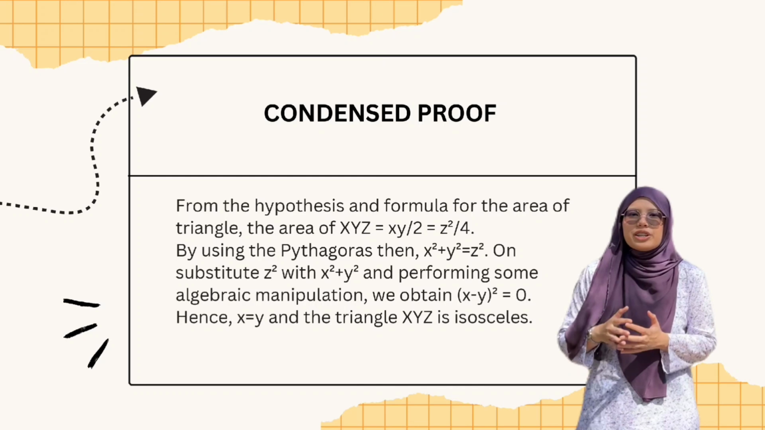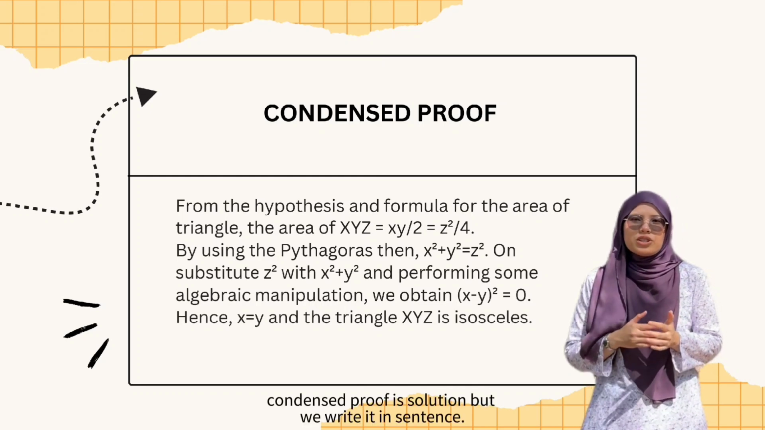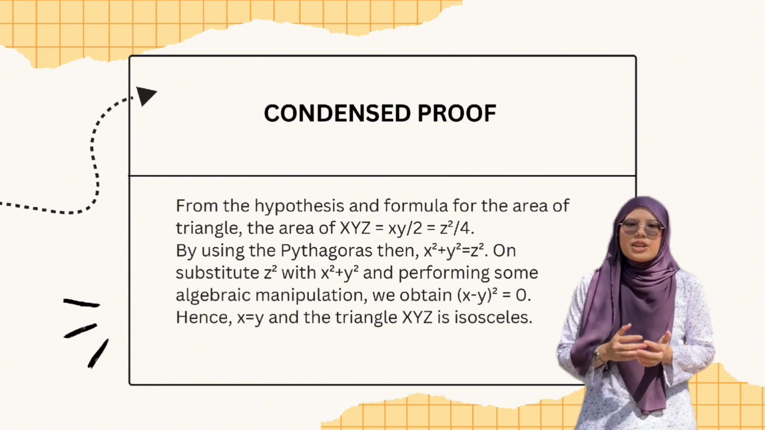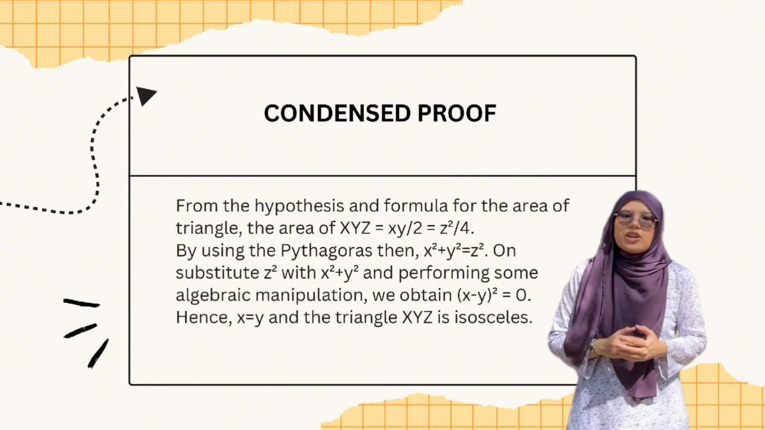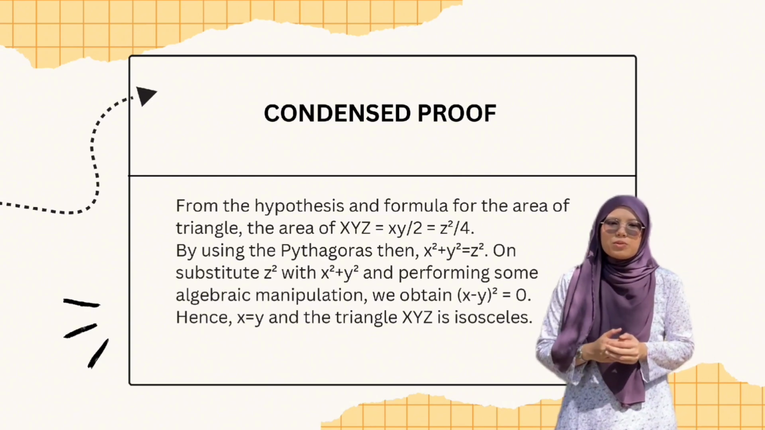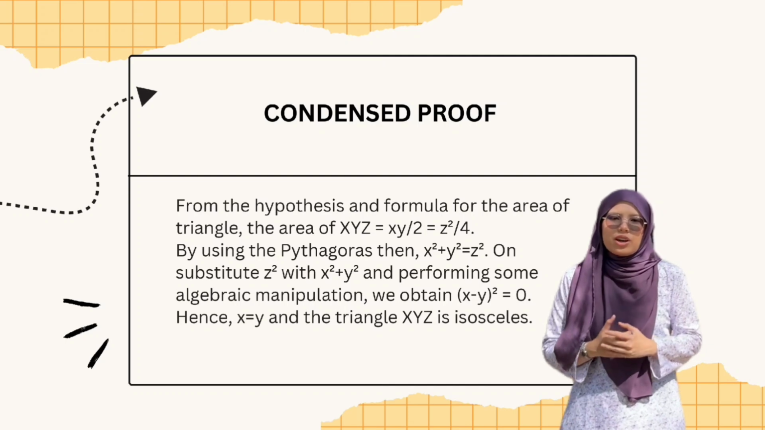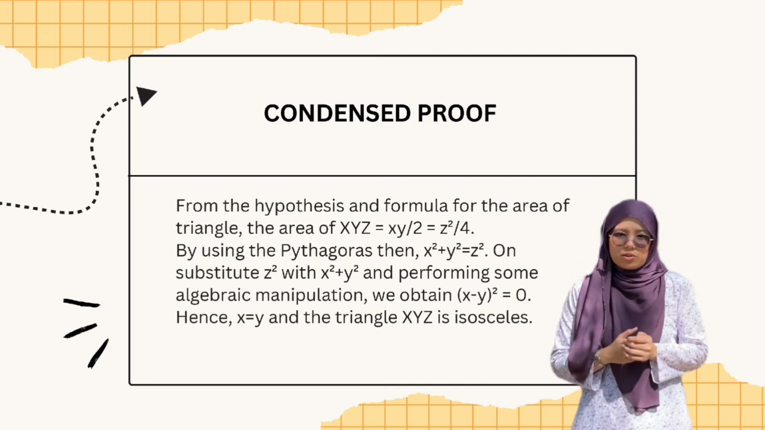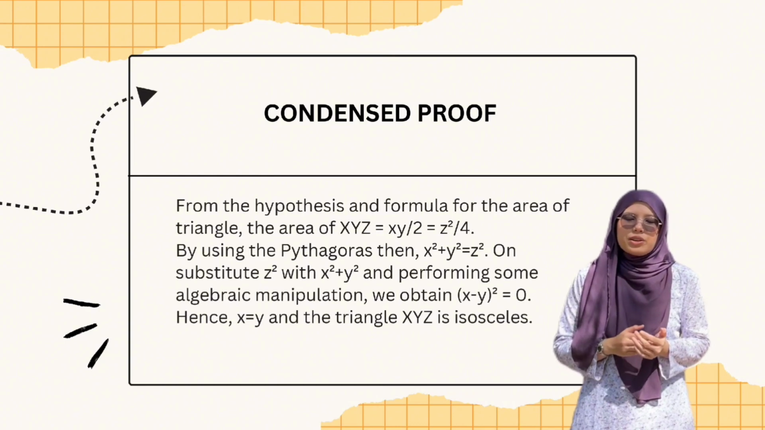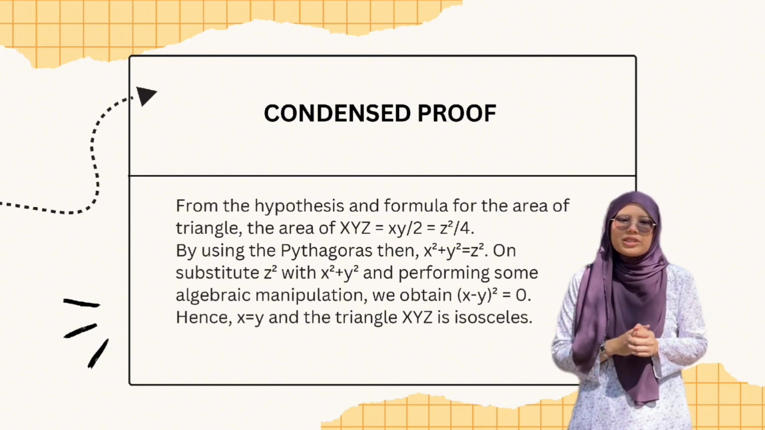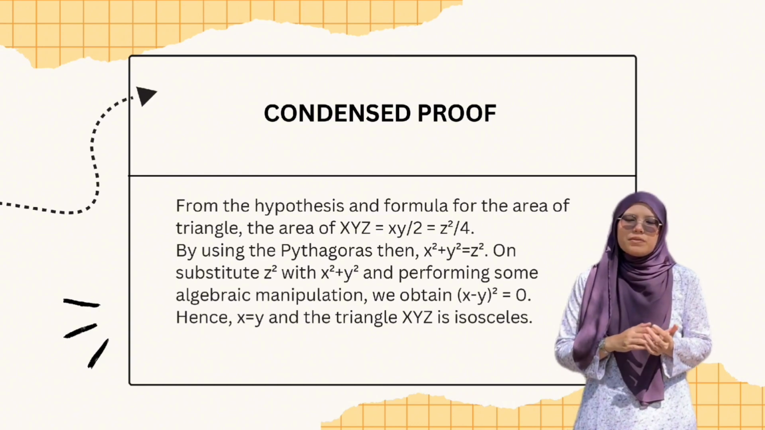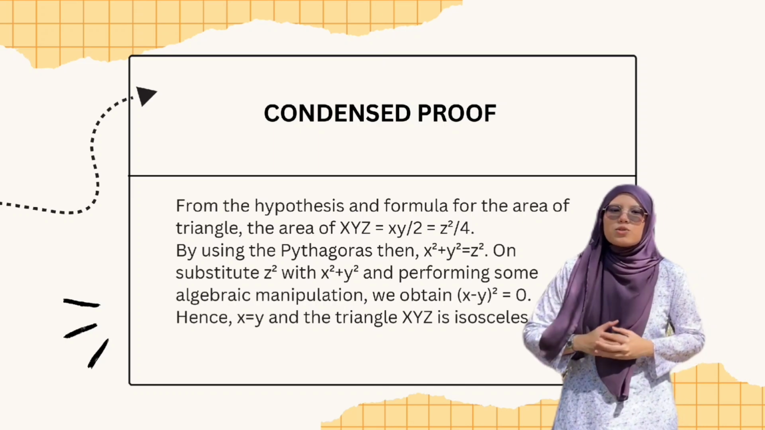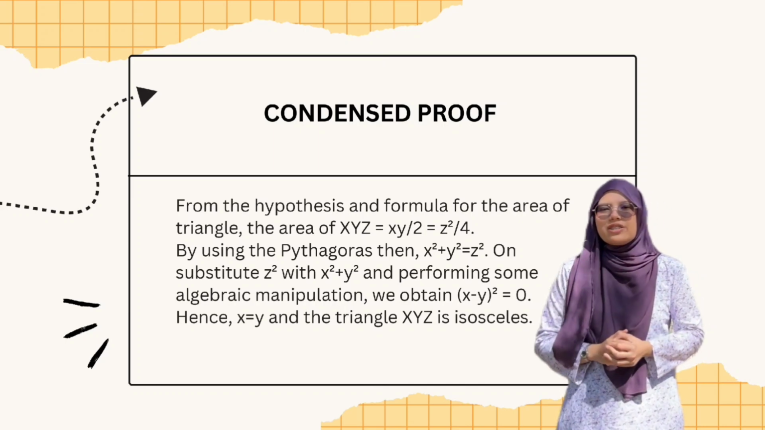Next, we move to the condensed proof. A condensed proof is the solution, but we write it in sentences. For example, from the hypothesis and the formula for the area of a triangle, the area of xyz equals xy over 2 equals z squared over 4. By using Pythagoras, x squared plus y squared equals z squared, we substitute z squared with x squared plus y squared and, performing some algebraic manipulation, we obtain (x minus y) squared equal to 0. Hence, x is equal to y and the triangle xyz is isosceles.